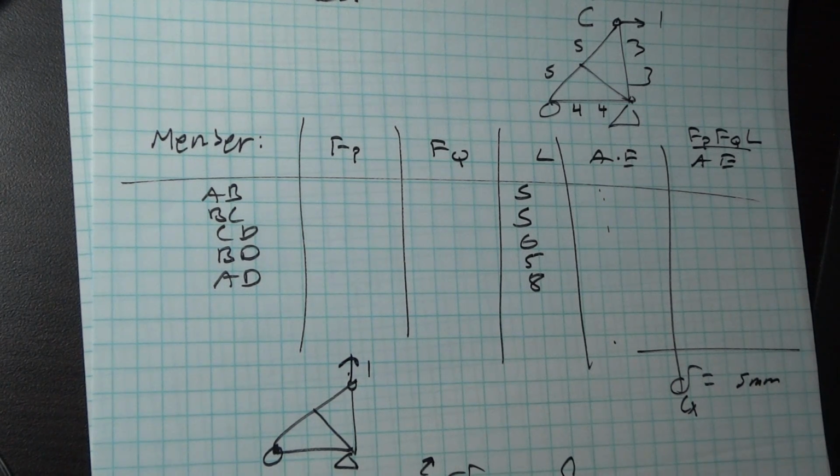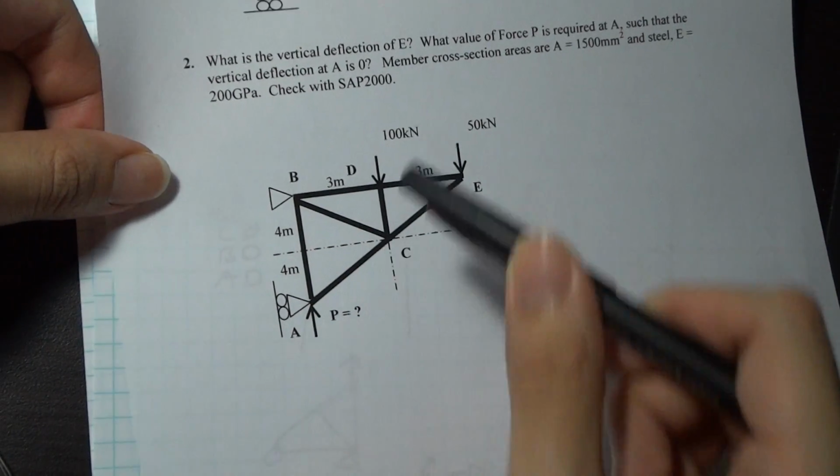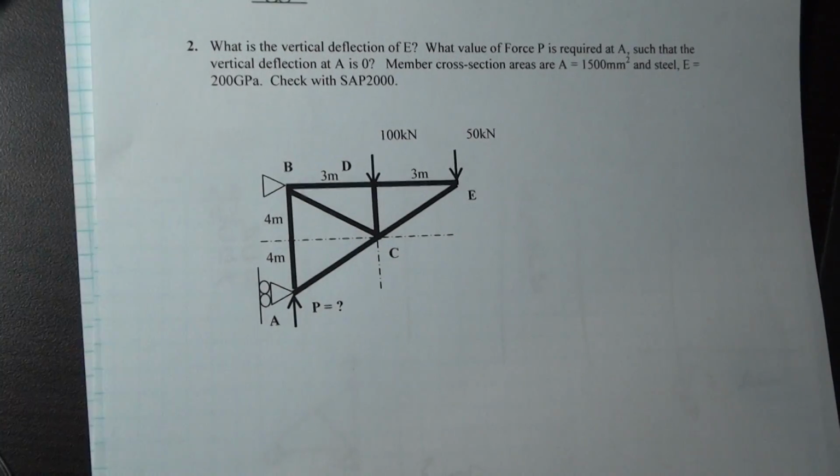Other than that, I will be going into problem 2 next. Problem 2 and problem 1 are very similar. I'll just explain what it actually means to find what this deflection equals 0. And yeah, let us know if you have any questions.